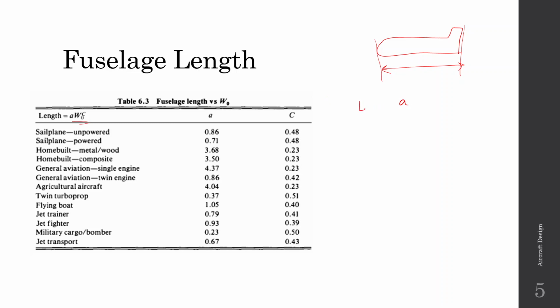So the fuselage length is equal to a W naught to the power c, where W naught is the gross takeoff weight, and a and c are constants which we can find from this table. These constants are different for different classes of aircraft, and this relationship is very accurate and can be used as a first estimate. Once we know the fuselage length, we have an idea about how big the wing and the tail are going to be.